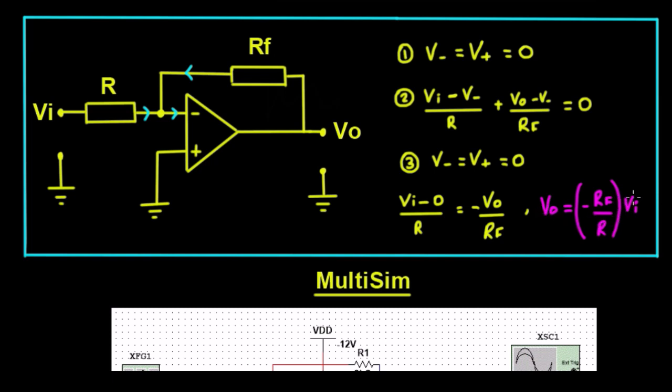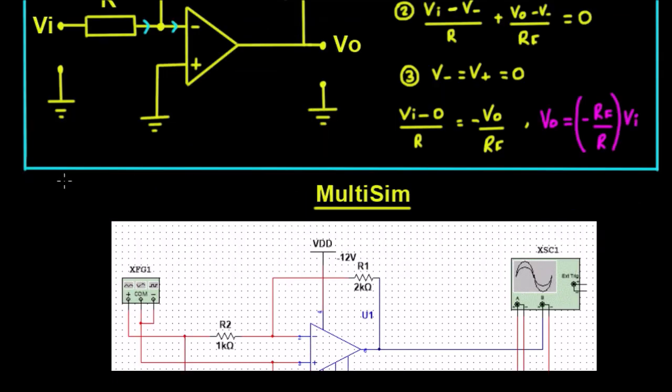So it means that the output voltage you're going to get is going to be given by a ratio of the resistors RF to R, and it's also going to be inverted, so the negative sign is going to ensure it's going to be inverted.